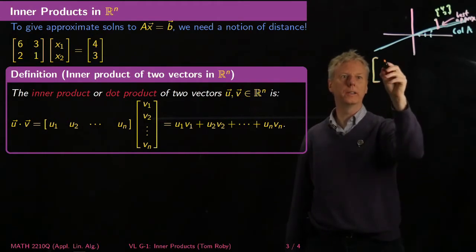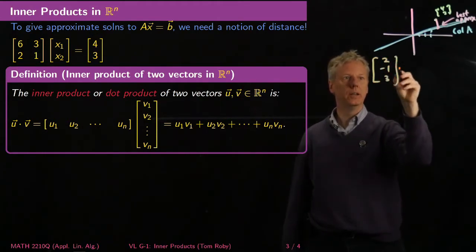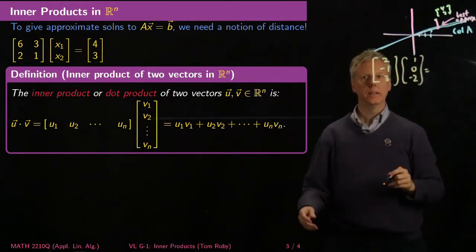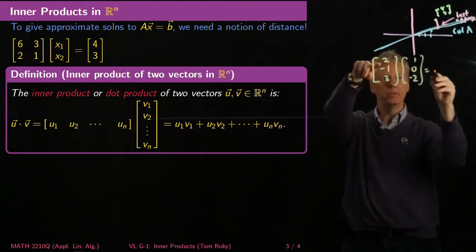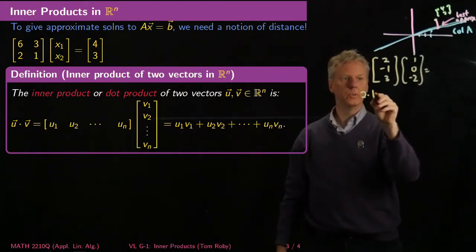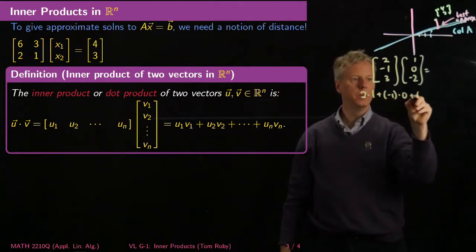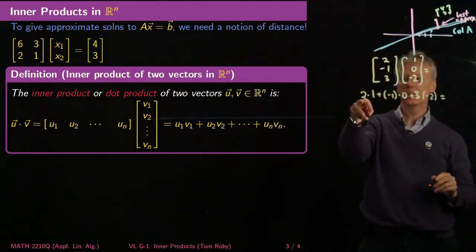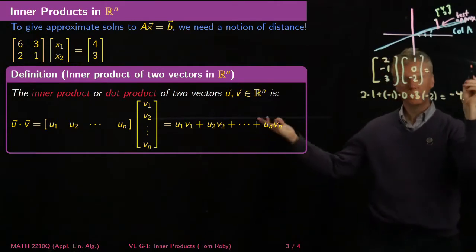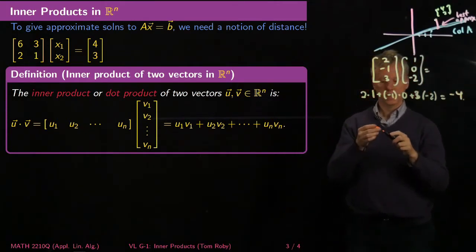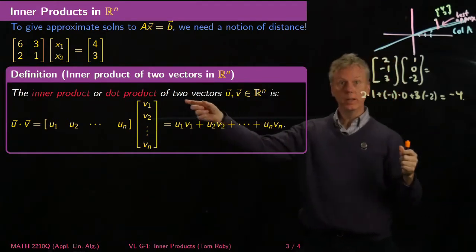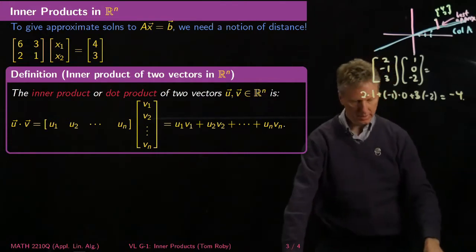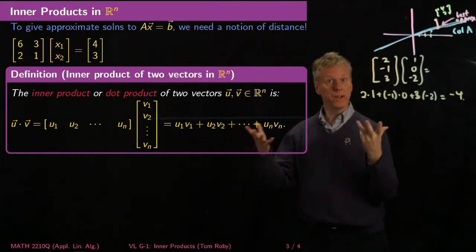If I want to take the dot product of 2, negative 1, 3 with 1, 0, minus 2, what would I get? I take 2 times 1, plus minus 1 times 0, plus 3 times minus 2. This is 2, this is 0, this is minus 6, so the total is negative 4. There's the dot product of those two vectors. Notice that my input is 2 vectors and my output is a single number, a scalar. That's why sometimes it's also called a scalar product, because it inputs vectors and outputs scalars.